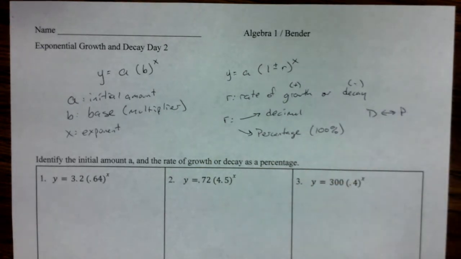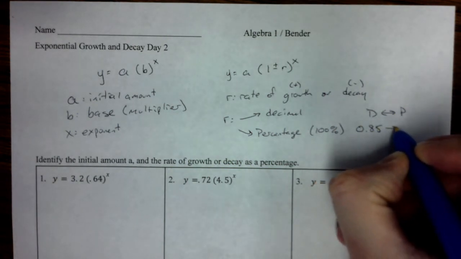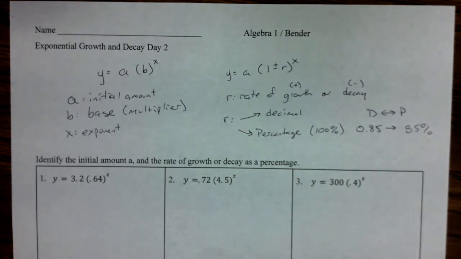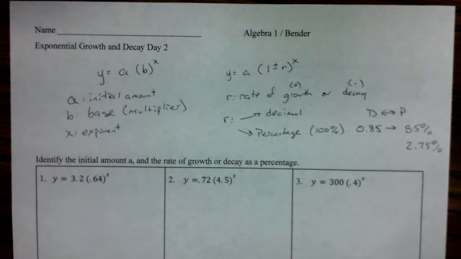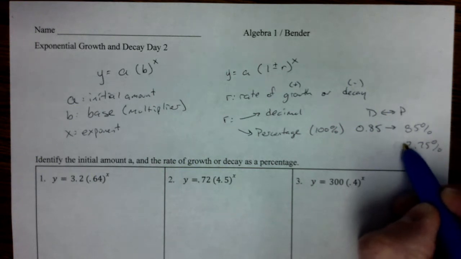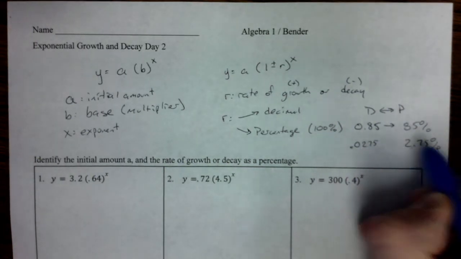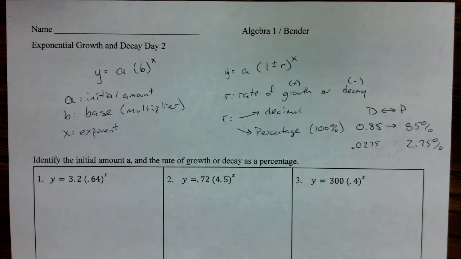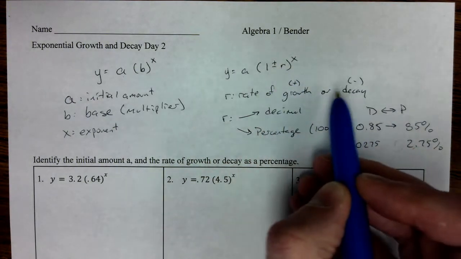And I wrote these in alphabetical order. So for instance, if it was 0.85, that would be, move it twice that way, 85%. If, however, I was talking about 2.75%, I would move the decimal 2 the other way. And because there's an open space here, it would be 0.0275 as a decimal. Now I want to point out that this is either positive or negative, depending on which it is.